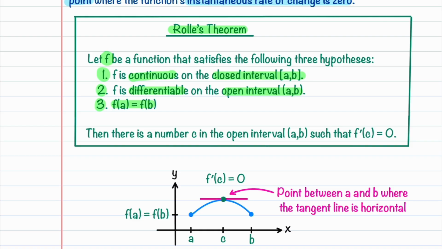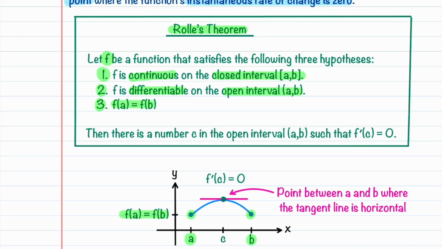Let's now jump down to our graph before we get to the conclusion of Rolle's theorem. Here's A and there's B. That's the interval that we're working with. And then we have f of A equal f of B. That just means that this point has the same y value as this point.